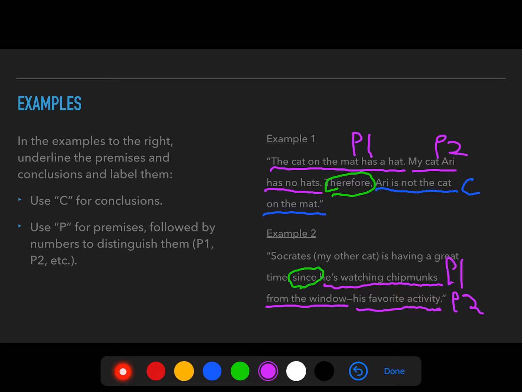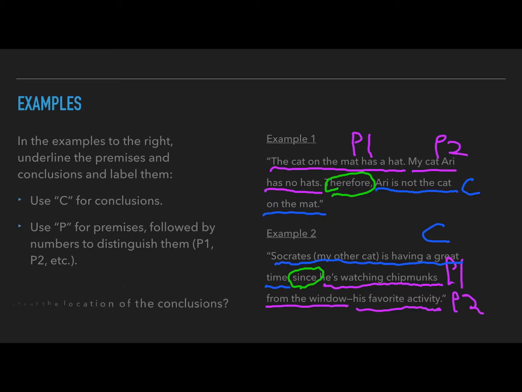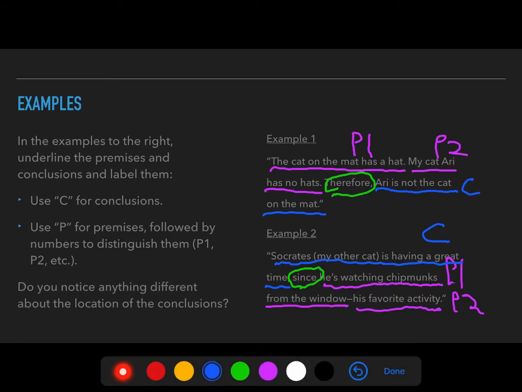And by process of elimination, what's left is the other sentence. Socrates is having a great time, so that must be the conclusion. Now notice something interesting here, that the conclusion is located in different places. In the first argument, the conclusion is at the end, and in the second argument, it's at the beginning.